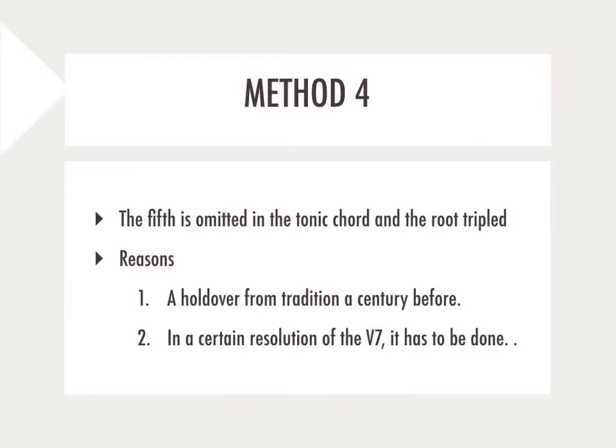In method 4, the fifth is omitted in the tonic chord and the root is tripled. The reasons for this are a holdover from tradition a century before, and the second reason is for a certain resolution of the 5/7. We'll review this later when resolving 5/7 chords.